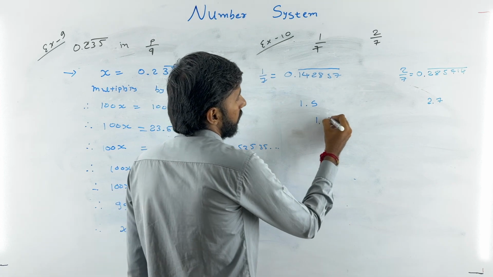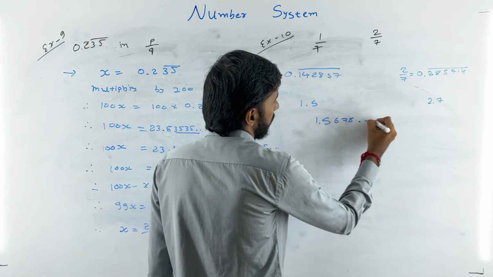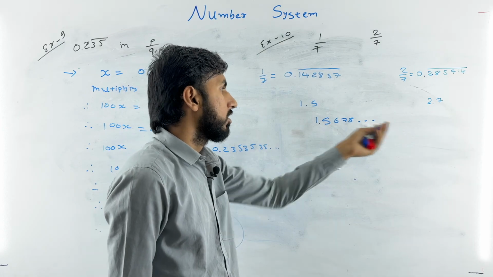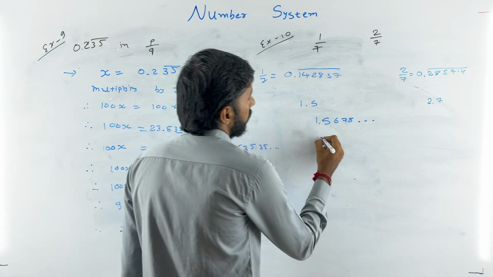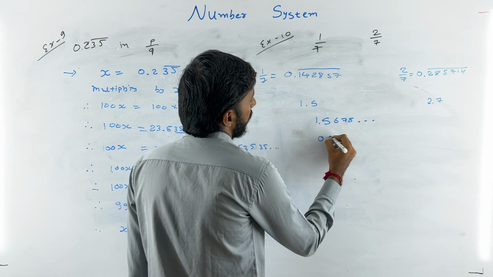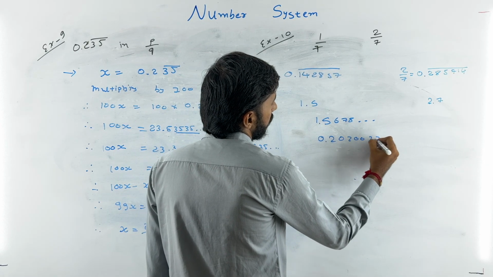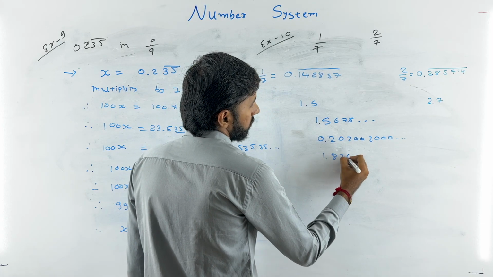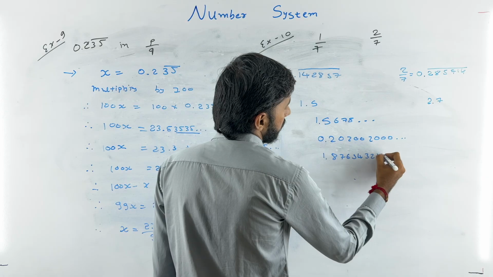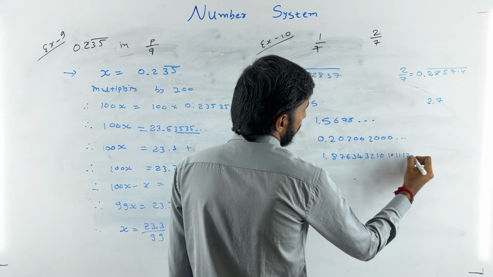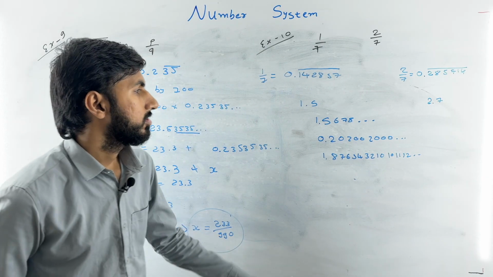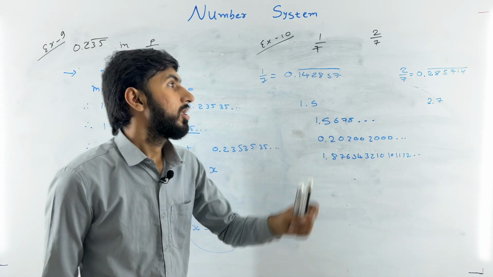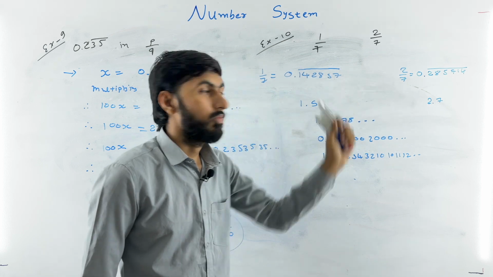So I can write 1.5678 and it will go on to infinity. This is an irrational number because it is non-terminating and it does not repeat the same pattern, right? Or you can write any number, like 0.20200200, or you can simply write 1.87654321, any number you can write, but the condition is it should be non-terminating and non-repeating, and it should lie between these two numbers, right?